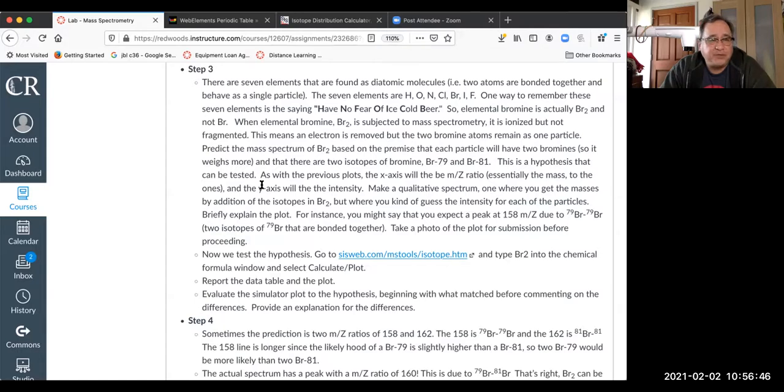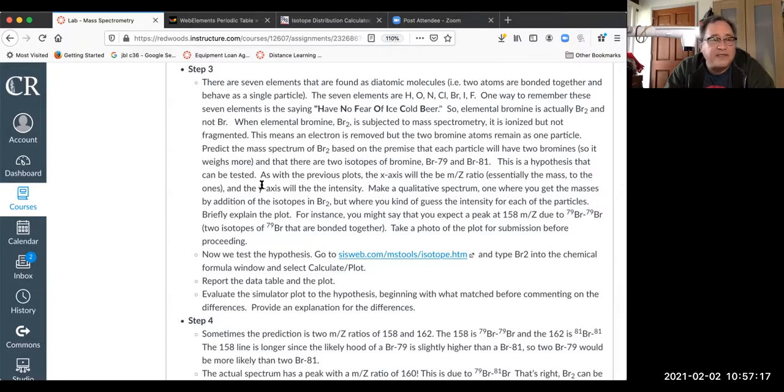Okay, so there are 7 elements that are found as diatomic molecules. That is, 2 atoms are bonded together and behave as a single particle. The 7 elements are hydrogen, oxygen, nitrogen, chlorine, bromine, iodine, and fluorine. If you put them all together, can you see how HON spells Hon, and Cl is Cl, and BrIF is Brif, Honclbrif.